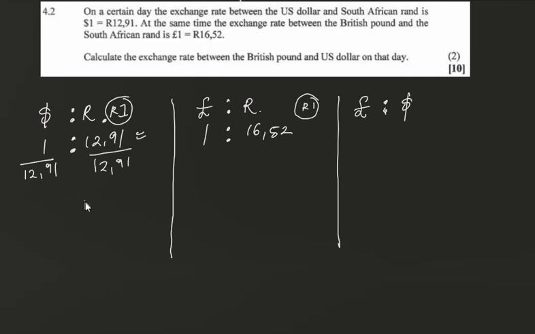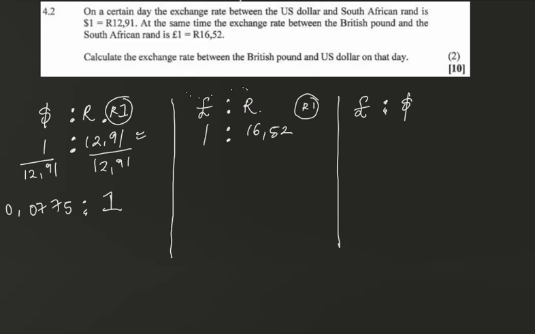So now, which means my 1 rand will be equal to how many dollars? Let me do it on my calculator. 12.91. That is 0.0774. It's a lot of digits, but let me do a handful. Let's do it to 4 decimal places. 0.0775. See that?